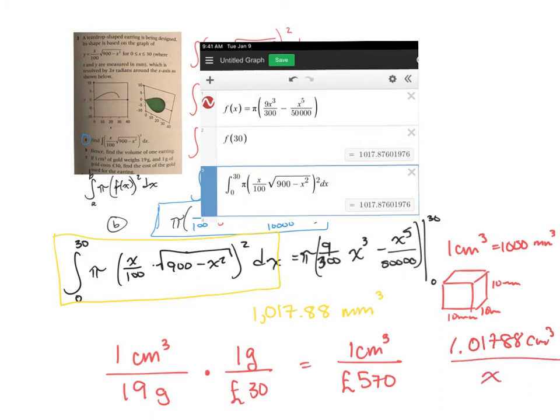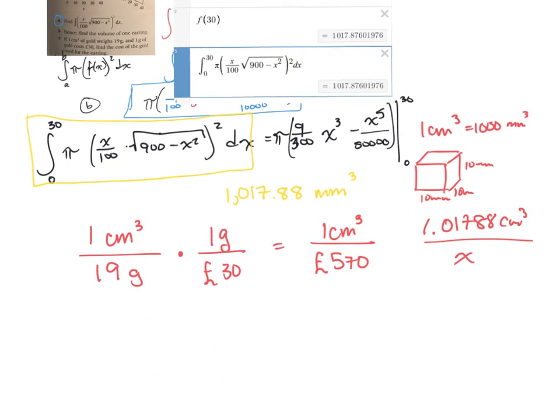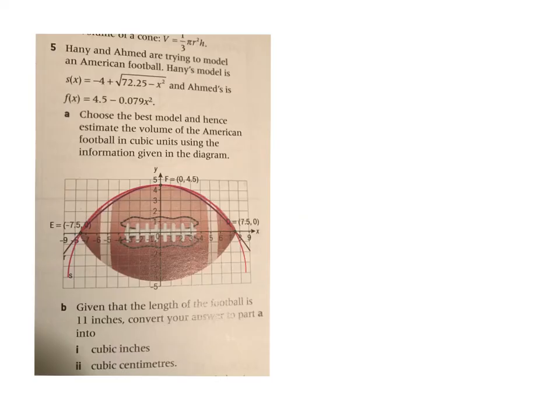So the question is, how much is that going to cost? If you go ahead and solve this ratio, you're going to end up, oh, come on, silly iPad, getting that x is equal to 570 times 1.01788, which gets us about 580. Cool. Let me know what questions you've got.